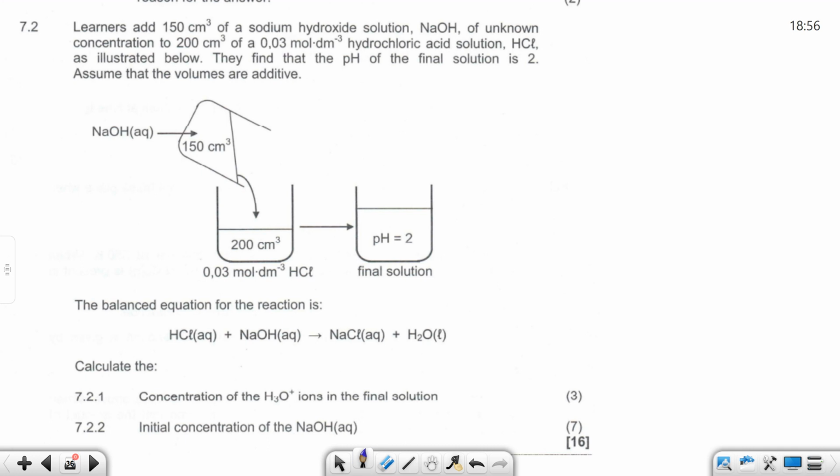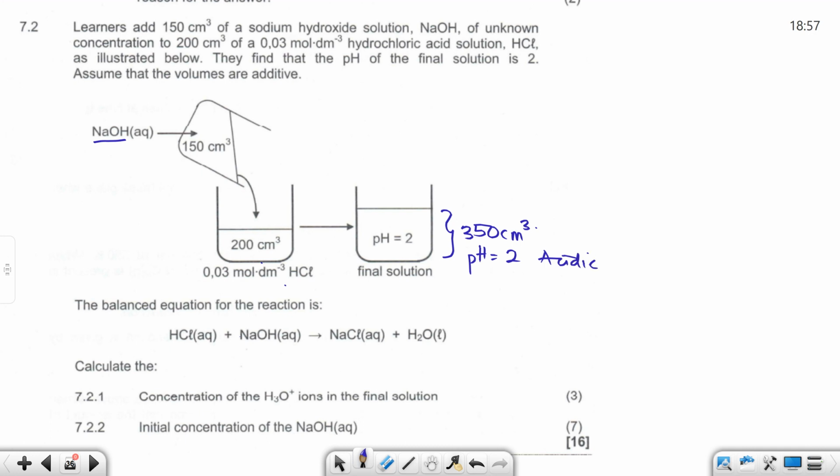Please, let's quickly read. And the diagram says it all. What happened? They poured sodium hydroxide into HCl. Do you notice the volume has increased? They even drew it for you. Now, what is the total volume here? 350 cm cube. Final solution. And they told us pH is equal to 2. If the pH is equal to 2, what does that tell you? It is acidic.